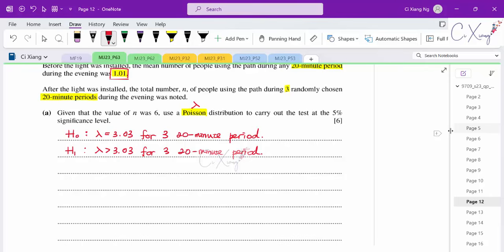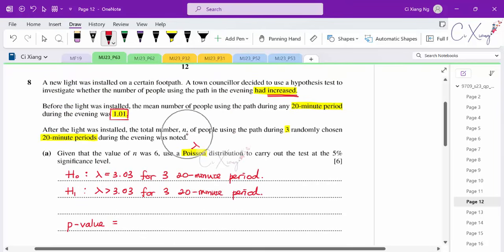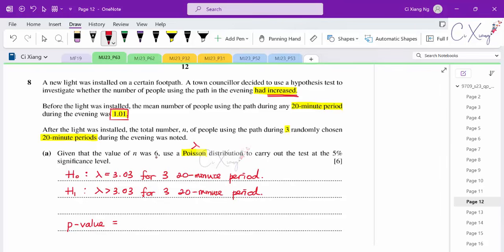For the second step, we need to calculate the p-value. For Poisson and binomial distributions, to carry out the test we need to use the p-value approach, which is the probability. So how can we get the p-value? Given that the value n was 6, we want to use the 6 here to carry out the test. This is actually the observed value. When x equals n equals 6, they want us to test whether the lambda has increased or not.